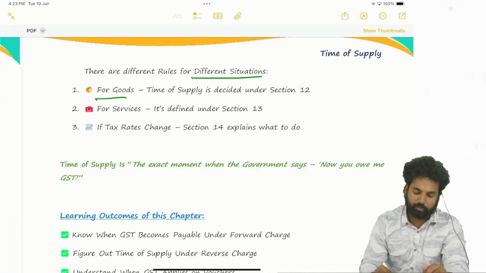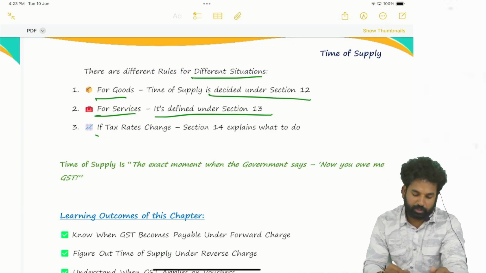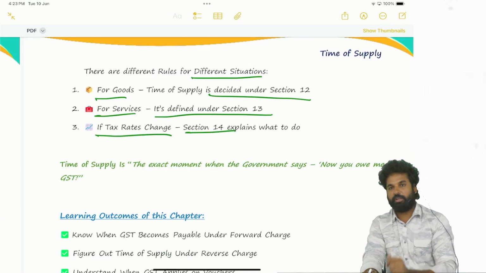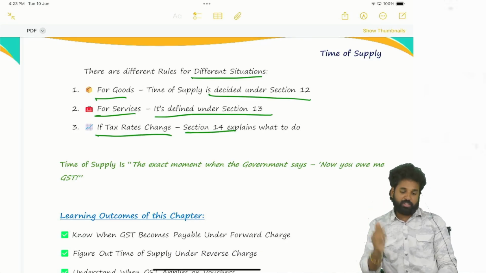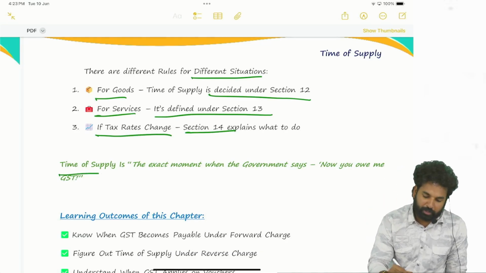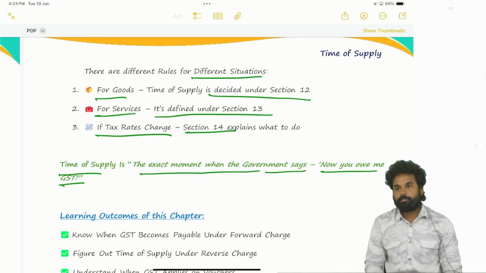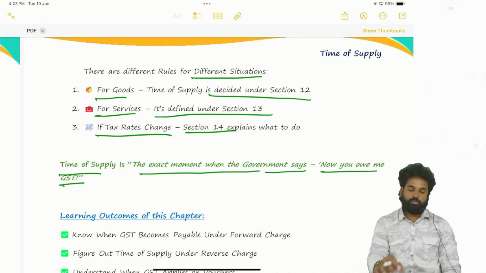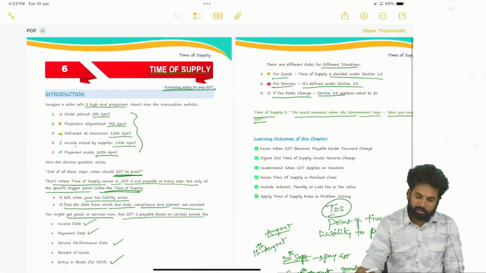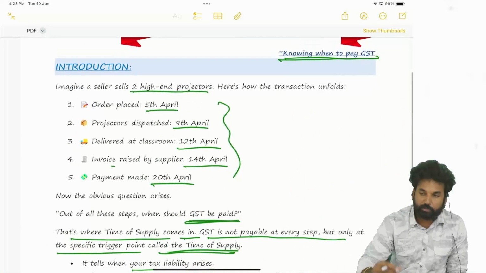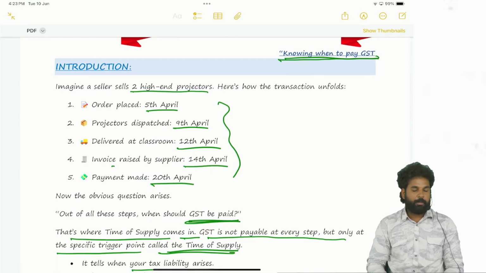For goods, time of supply is decided under section 12. For services, it is defined under section 13. If the tax rate changes, section 14 explains what to do. Okay, so this is the introduction of time of supply. Time of supply is the exact moment when the government says, now you owe me GST. Just have a reading of this introduction. Simply, time of supply is the point in time when the GST liability arises.